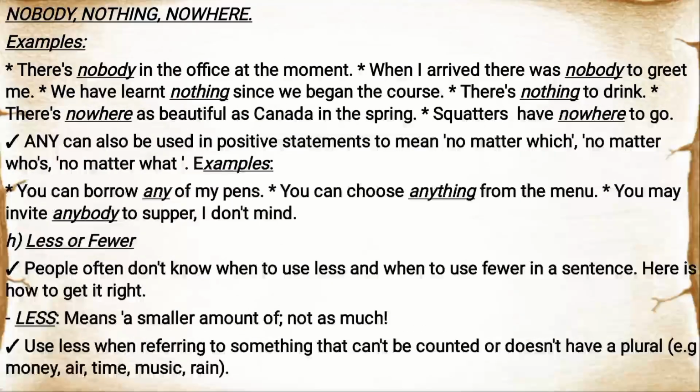Nobody, nothing, nowhere. Examples: There's nobody in the office at the moment. When I arrived there was nobody to greet me. We have learnt nothing since we began the course. There's nothing to drink. There's nowhere as beautiful as Canada in the spring. Squatters have nowhere to go.